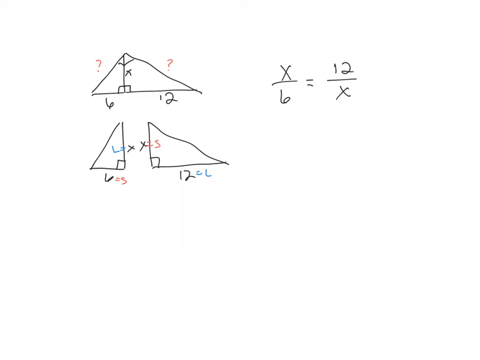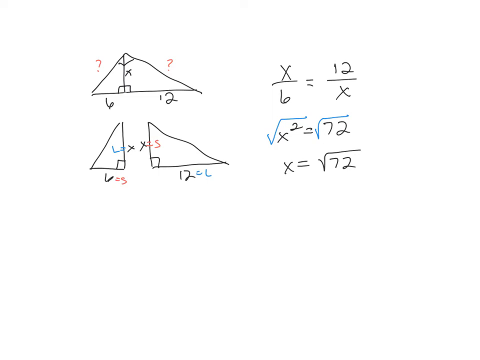And what happens is X squared, X times X is X squared. And then 12 times 6 is 72. So to solve that, we have to do the square root of both sides. And then now I need to simplify the square root.